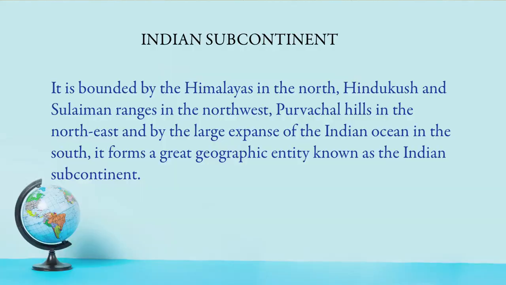Only through these passes could people travel to India, otherwise the Himalayas were of strategic importance for our country. Then we have the Hindu Kush and Sulaiman in the northwestern part. In the Myanmar region we have the Purvachals, then the three seas in the southern part of India. So this position is known as the most favorable location for India, and India is also known as a subcontinent because of its vast size.